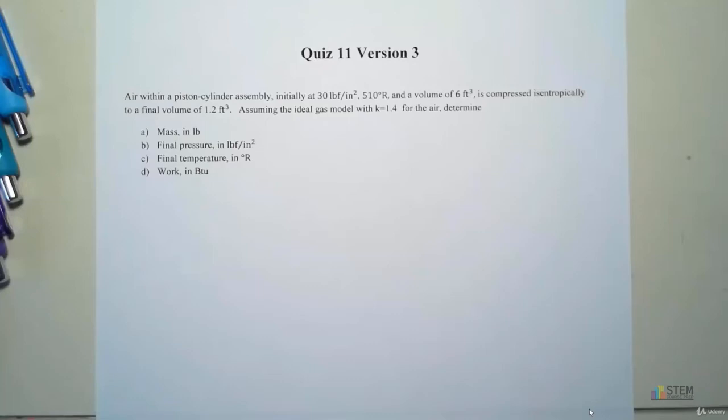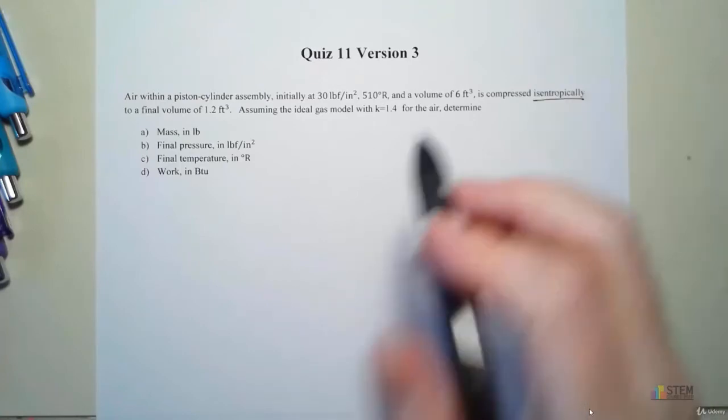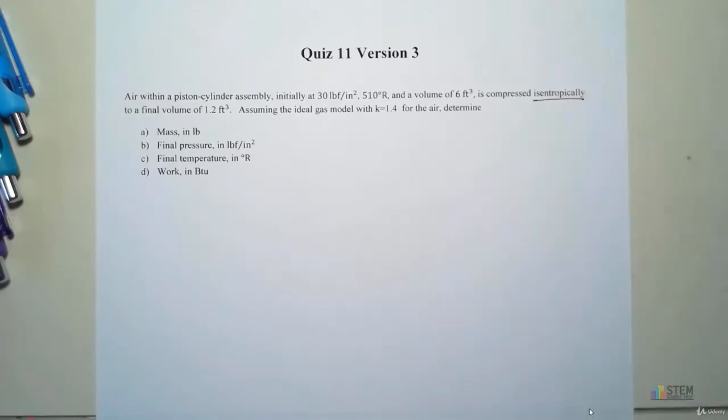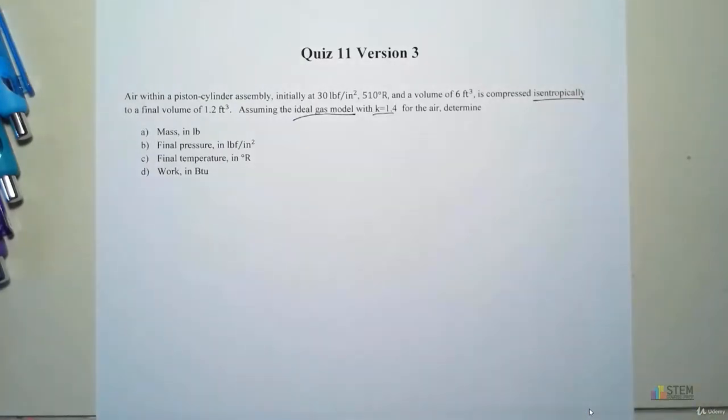Air within a piston cylinder assembly is initially at a pressure of 30 psi. Temperature is 510. Volume is 6 cubic feet. It's going to be compressed isentropically, keyword there, to a final volume of 1.2 cubic feet. We're going to assume ideal gas model. There's K. And we want to determine the mass, final pressure, final temperature, and work.